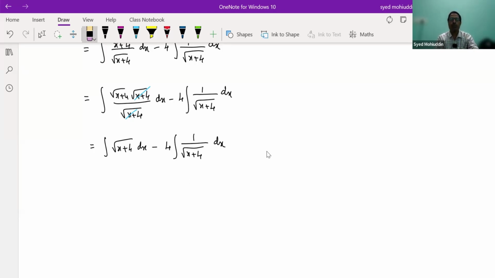Therefore, the substitution is common here. Put x plus 4 equal to t in both the terms. Now let us differentiate this. Derivative of x is dx, plus 4 is a constant, so its derivative will be 0, which equals dt. Right? Just one moment, hold on.